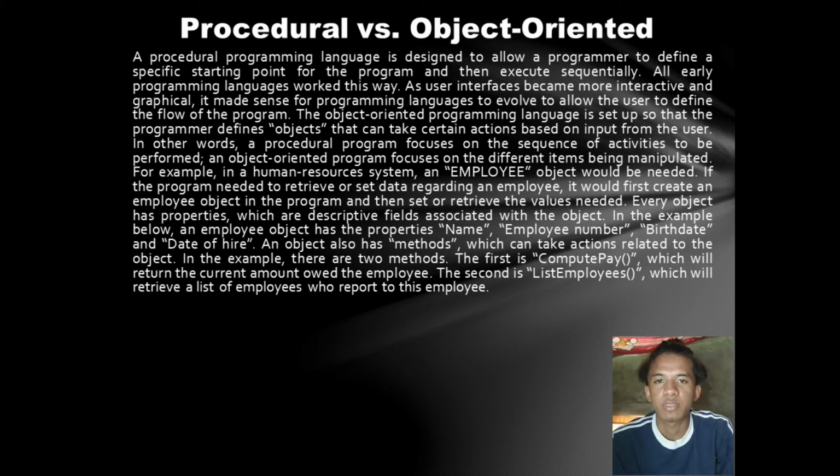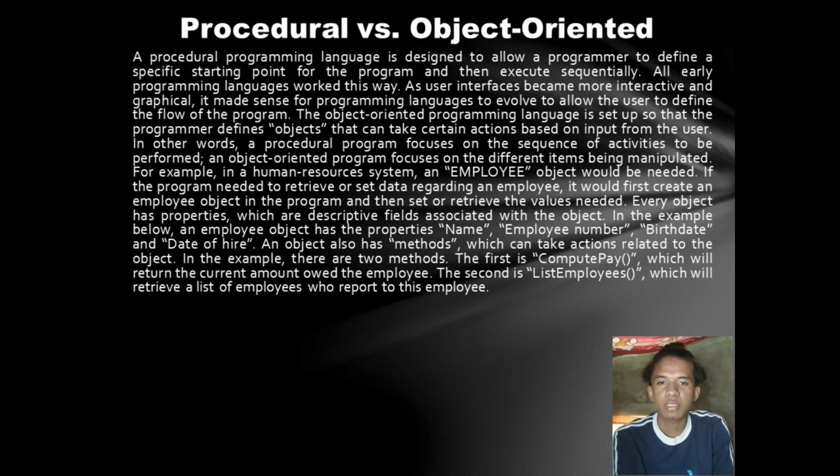For example, in a human resources system, an employee object would be needed if the program needed to retrieve or set data regarding an employee. It would first create an employee object in the program and then set or retrieve the values needed. Every object has properties, which are descriptive fields associated with the object. In the example below, an employee object has the properties name, employee number, birth date, and date of hire.